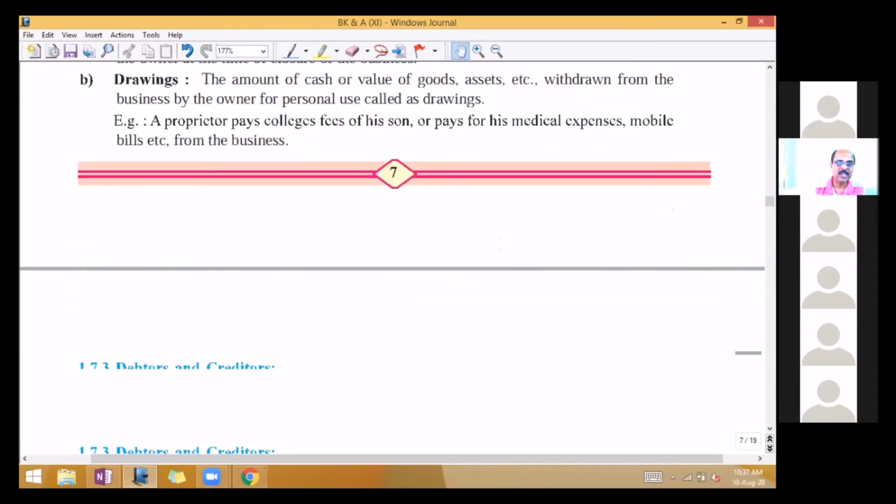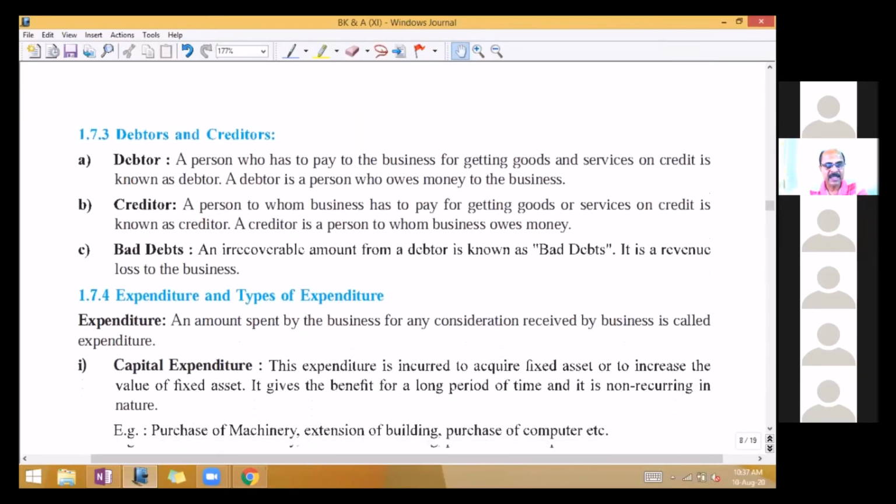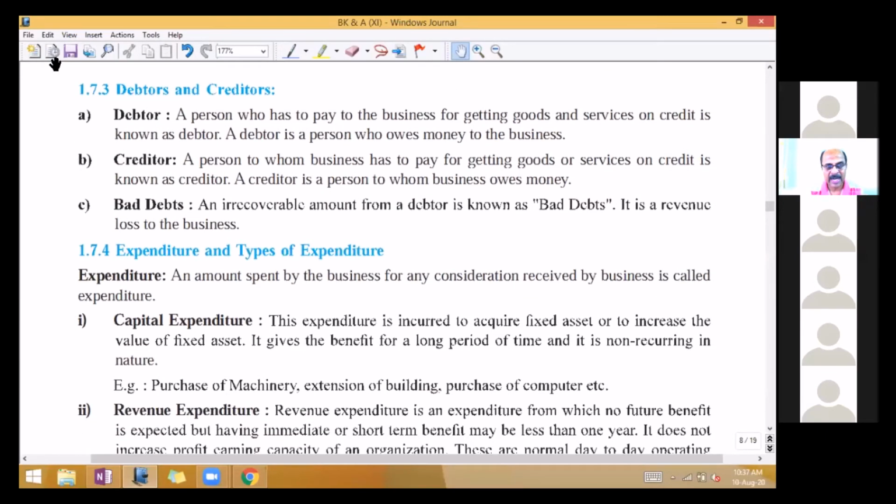So now the next word after this is debtor. Did you ever hear this word debtor? No, sir. I don't think you must have heard this word debtor. And there is another word afterwards, creditor. There are two words, debtors and creditors. So let's define what is a debtor.